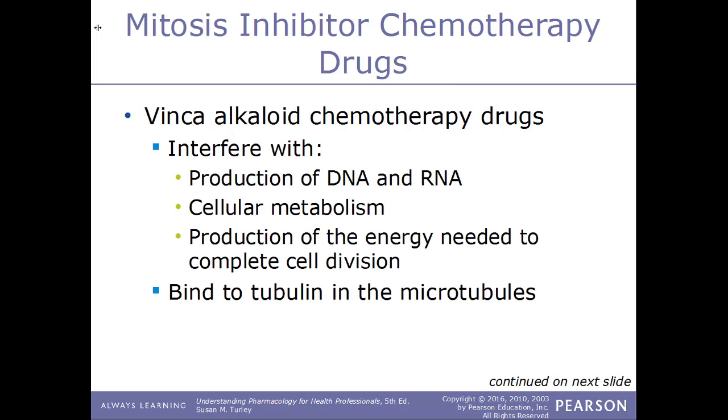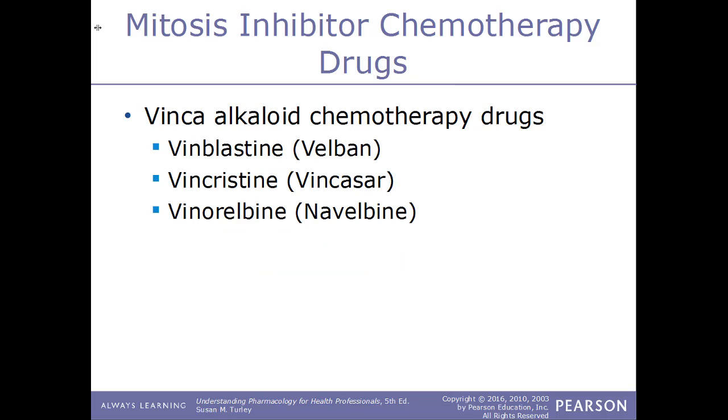So another type of mitosis inhibitor chemotherapy drugs are the vinca alkaloid chemotherapy drugs. And these interfere with the production of DNA and also RNA. It can also interfere with cell metabolism and the production of the energy that's needed to complete cell division. And these kinds of drugs will bind to tubulin within the microtubule. And some examples of a vinca alkaloid would include vinblastine, known by the trade name Velban, vincristine, known by the trade name Vincasar, and vinorelbine, known by its trade name Navelbine.